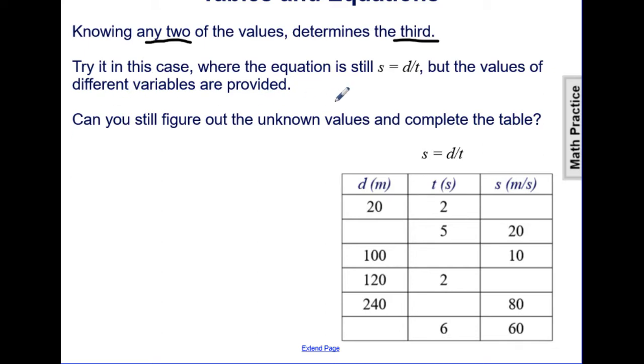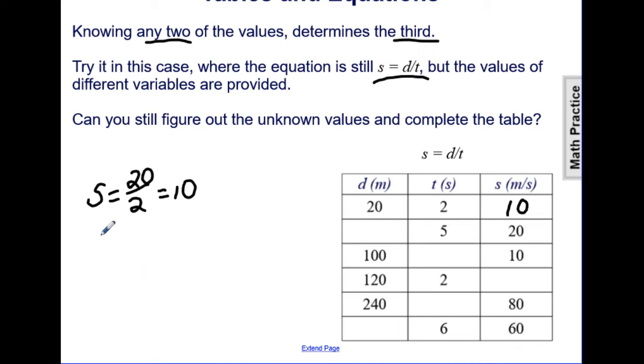So try it in this case where the equation is still speed equals distance over time, s equals d over t, but the values of different variables are provided. Can we still figure out the unknown values and complete this table? Let's try. So here, the first row, we're given the distance and the time. So we would have speed equals distance over time, 20 over 2, which simplifies to 10. So in this case, we were able to find the speed.